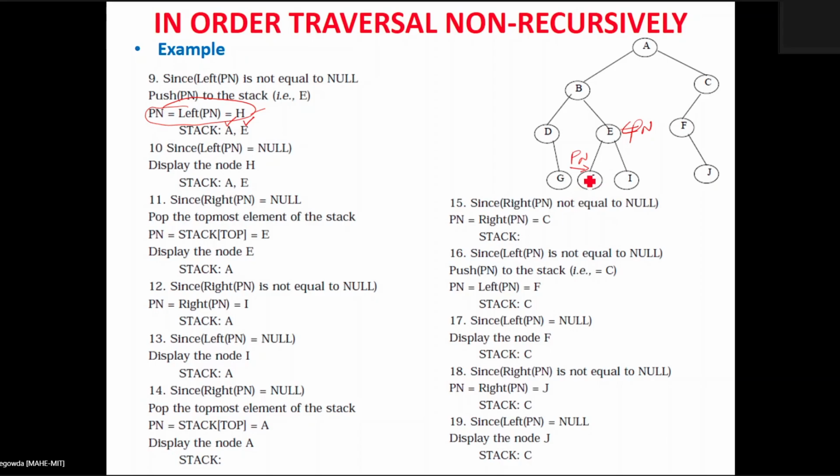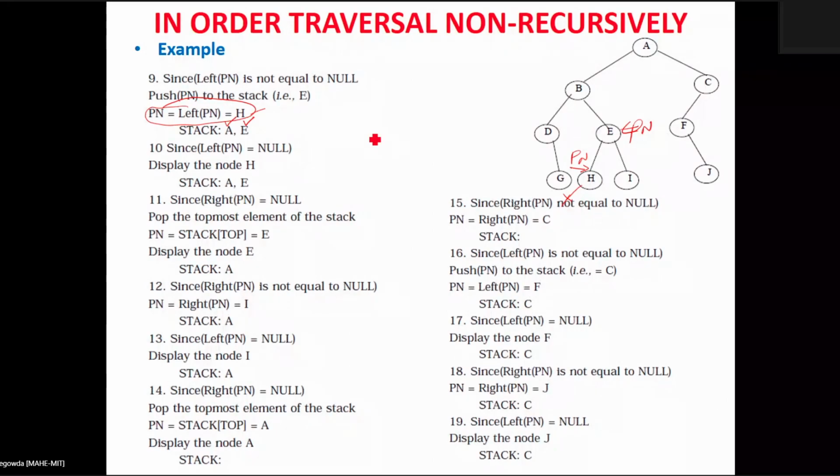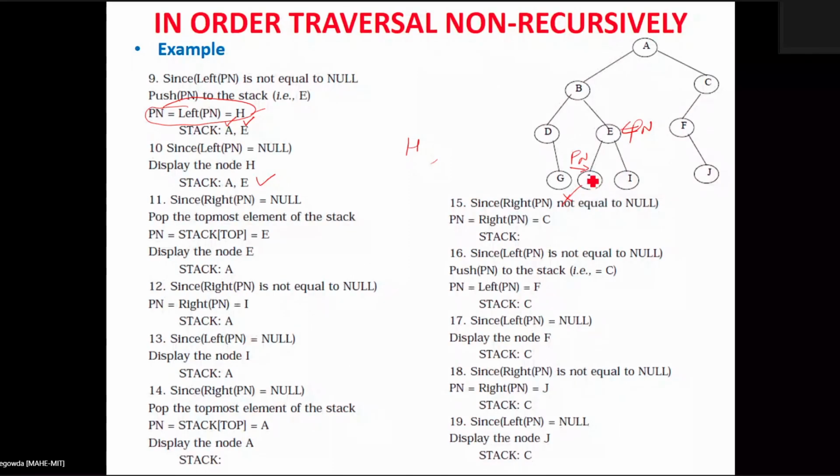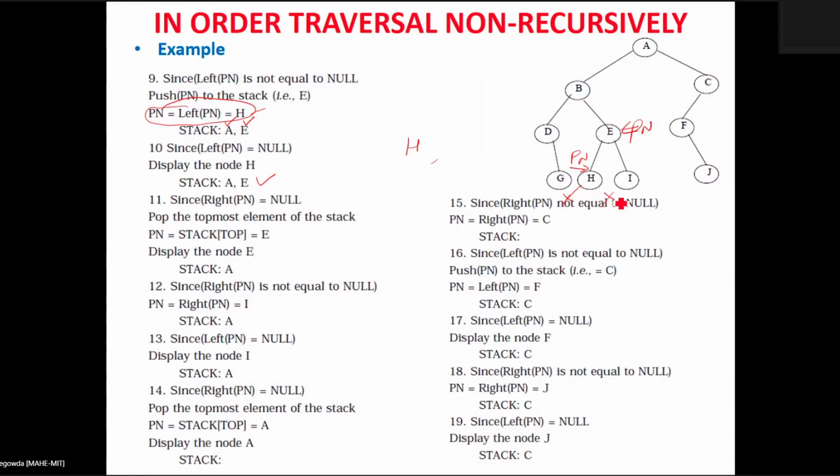So left of Pn. You have to check whether the left child is there or not for the node H. Since Pn is pointing to H, the left child of H is absent, so you have to display the H value. The H value will be displayed over there. Then your stack value will be A and E still. Then you have to check whether the right subtree is there or not for this Pn. The right subtree is also absent in this case.